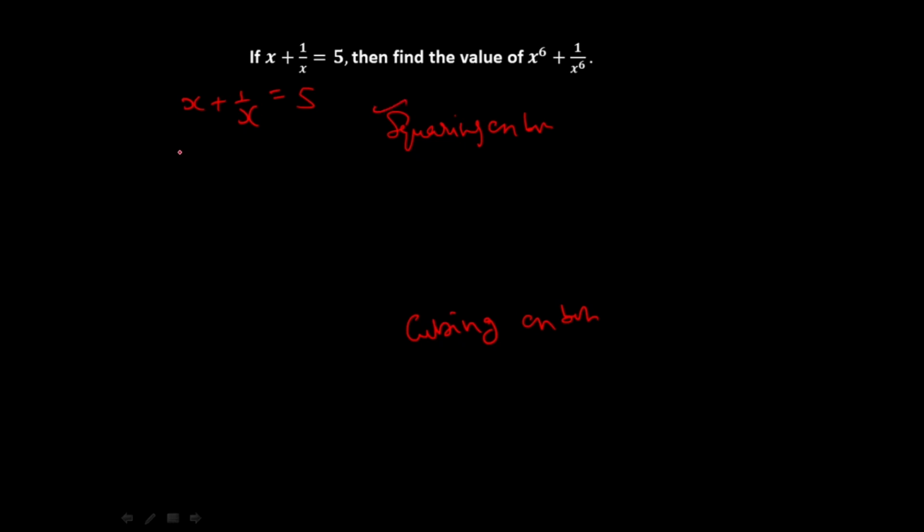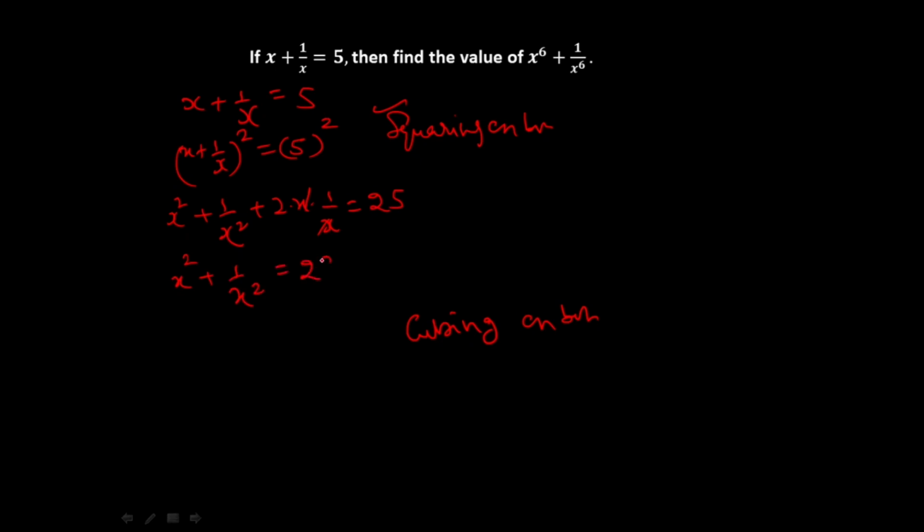So first squaring on both sides, (x plus 1 over x) whole square. I just took square on both sides. (a plus b) whole square is a square plus b square plus 2ab, equal to 25. This got cancelled, only 2 is left here. Bring this on the right hand side. So x square plus 1 over x square equals 23.